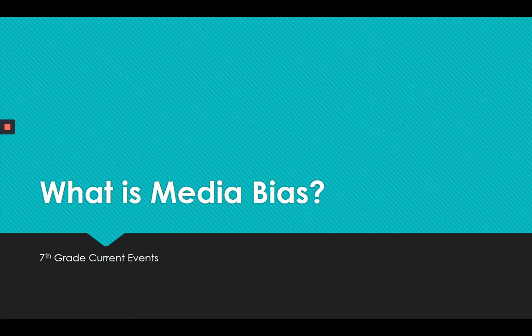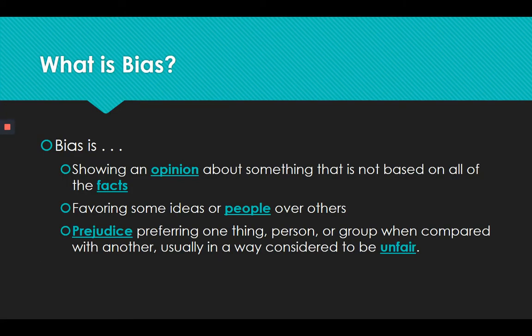So what is media bias? Bias is showing an opinion about something that is not based on all of the facts. It is favoring some ideas or people over others. It is prejudice, preferring one thing, person, or group when compared with another, usually in a way that is considered to be unfair.